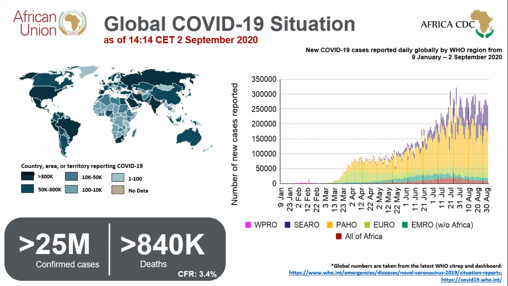Africa, here seen in the dark blue color, currently accounts for about 5.2% of all COVID-19 cases reported globally. Currently we have over 25 million confirmed cases that have been reported to date from 215 countries and territories, out of which over 840,000 have died, giving a case fatality rate of 3.4%.